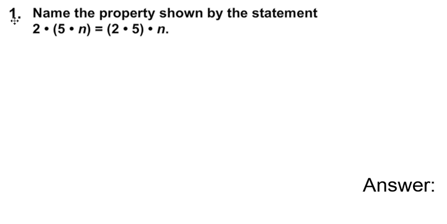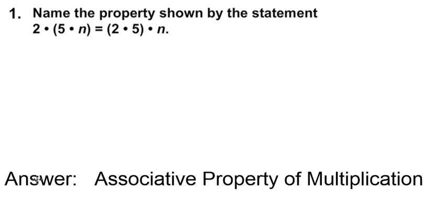Example 1. Name the property shown by the statement. So here we have 2 times the quantity 5 plus n, and then on the right side the quantity 2 times 5 times n. So what happened here is that we are changing the way that these numbers were grouped. Here 5 times n was grouped, and here 2 times 5 is grouped. So the answer to this is the associative property of multiplication.